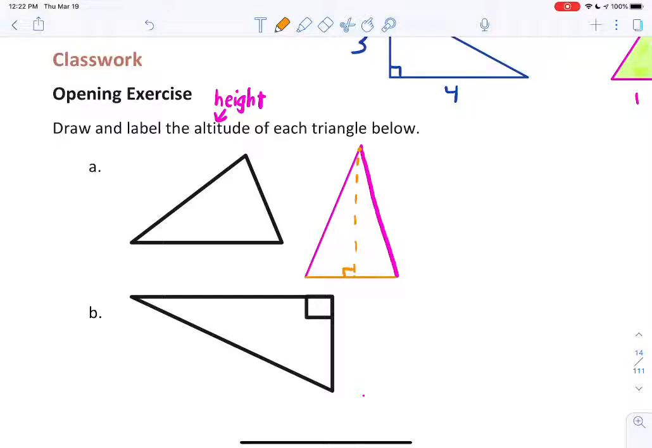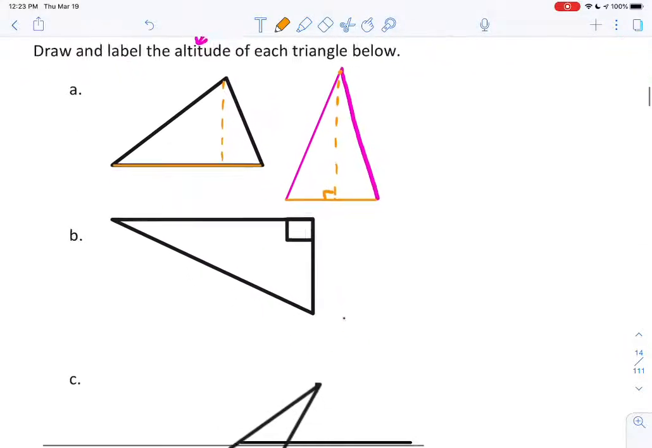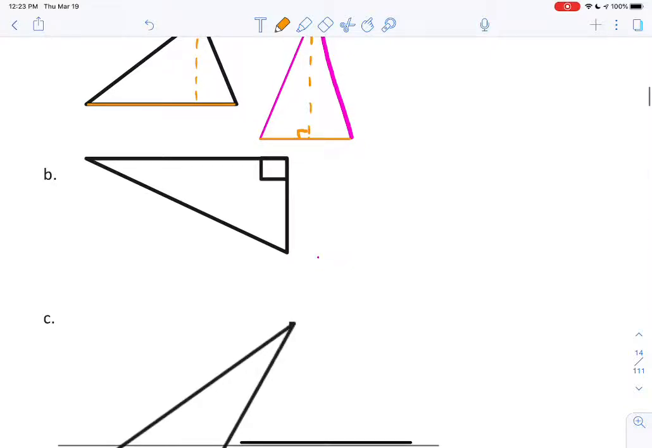So the black triangle would have a height, or an altitude, right there, and the base would be right here. Using that base and that height will find me the area, or on the pink triangle using that base and that height. I could rotate it in any different direction, to be quite honest. So, the altitude for B.